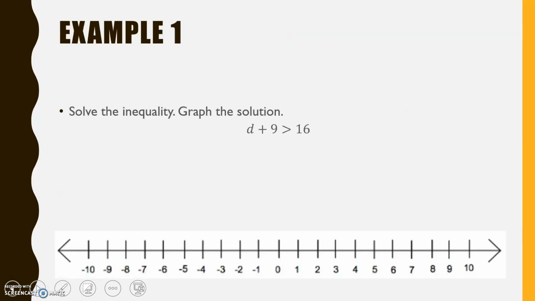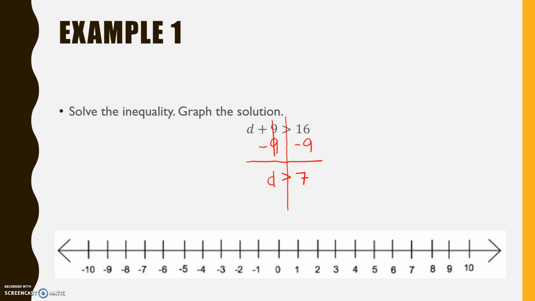Okay. Solve the inequality and graph the solution. So I'm going to still use my line to show that what I do to one side, I do to the other. I'm trying to solve for D. So since I have D plus 9, 9 is being added, I'm going to do the opposite operation. I'm going to subtract 9 to both sides. Subtract 9, subtract 9. Over here they cancel out, and we're left with just D. We're going to bring down our inequality sign. And over here we have 16 minus 9, which is going to give us 7.